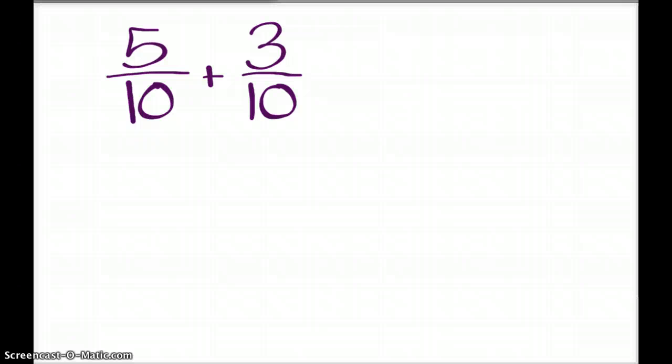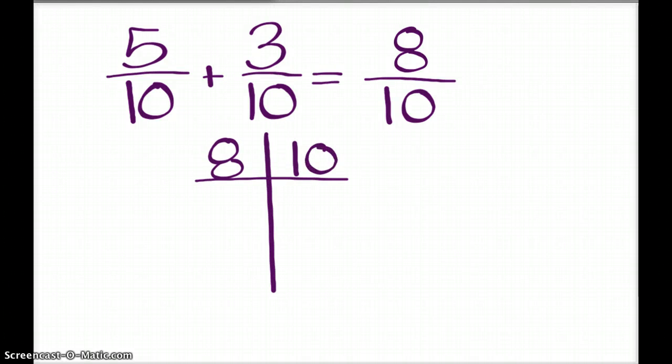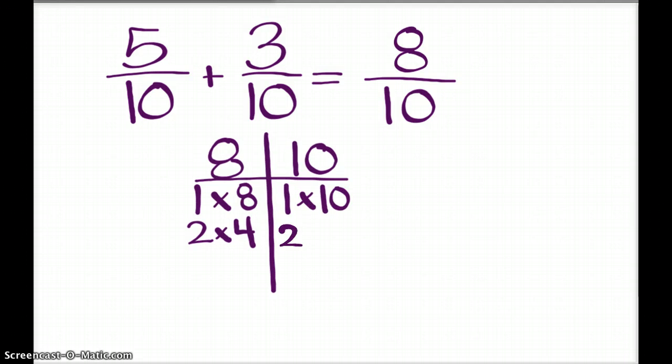Let's try another one. 5/10 plus 3/10. Again, I'm going to keep my denominator the same. I'm going to add my numerators, and that's going to give me 8/10. However, 8/10 is not simplified. So I'm going to go ahead and make my t-chart, find my factors. This is why it's super important to know your multiplication facts.